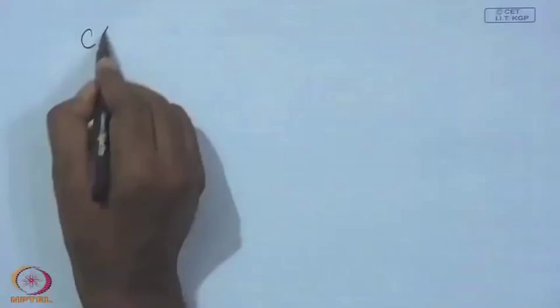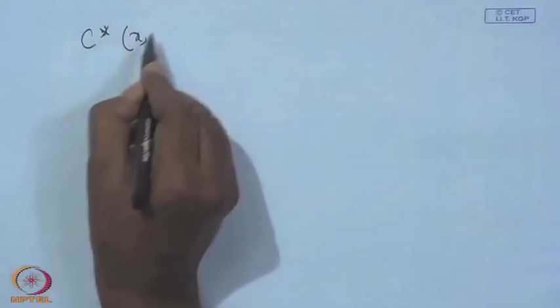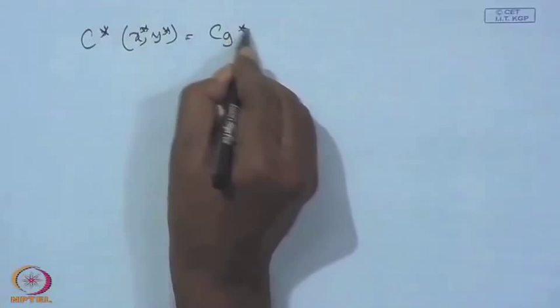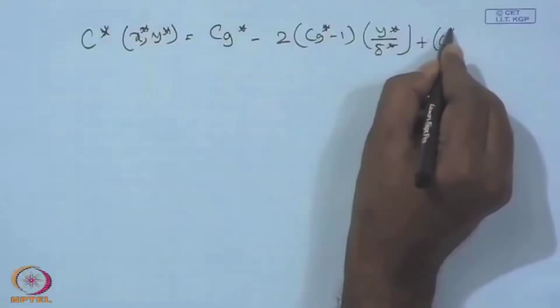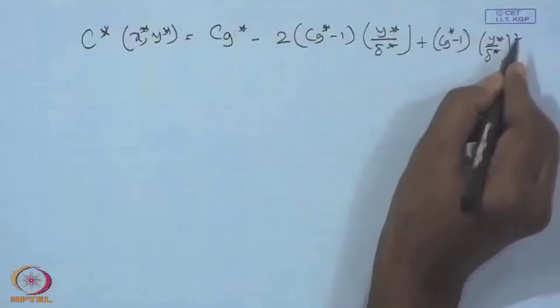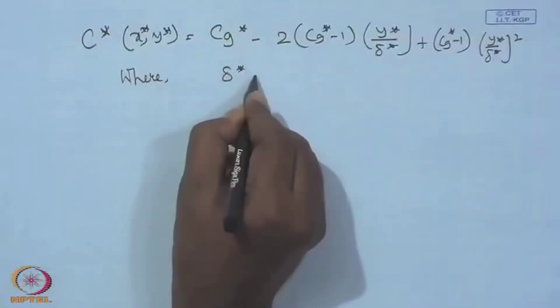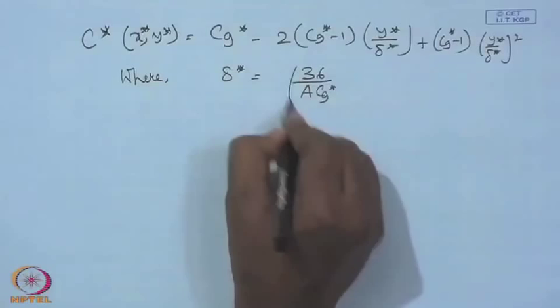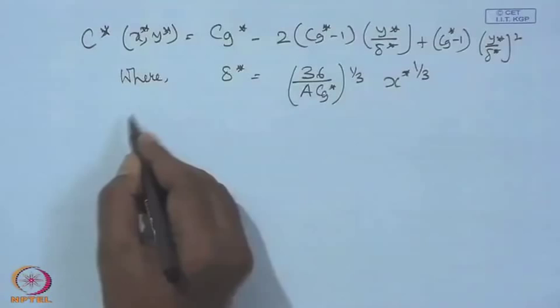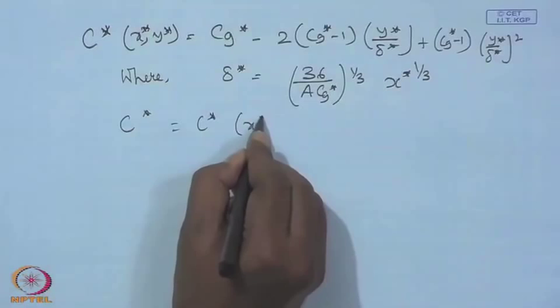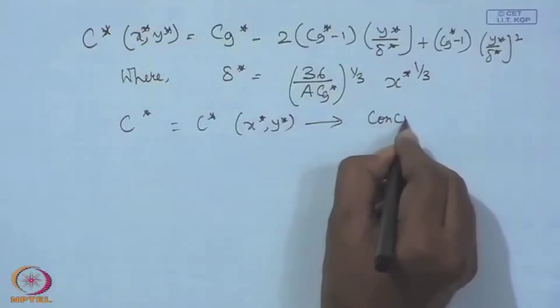If you look into the concentration profile, which is a function of x star and y star, this becomes c g star minus 2 c g star minus 1 y star by delta star plus c g star minus 1 y star by delta star square. Where my delta star can be written explicitly as 36 divided by a c g star raised to the power 1 upon 3 x star to the power 1 upon 3. So, we substitute delta star as a function of x star over here and you will get completely c star as a function of x star and y star. So, we get the concentration profile within the boundary layer.